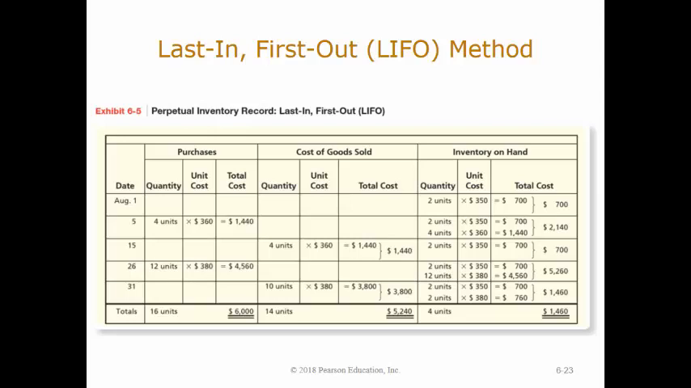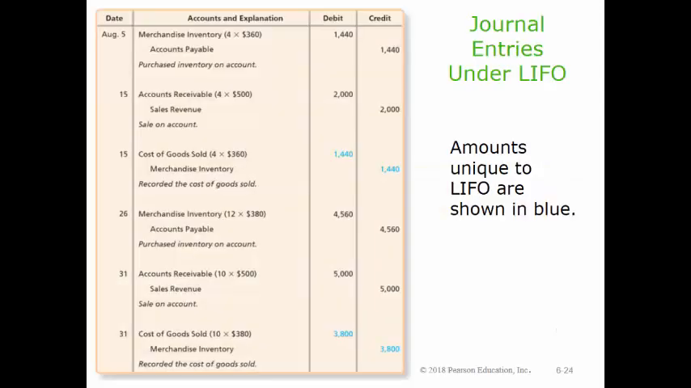Since the newest units in inventory at this time are the 12 units remaining from the August 26 purchase, they will be assigned to the sale first. The remaining 2 units from the August 26 purchase at $380 per unit will be added to the 2 units from the beginning inventory at $350 and will comprise ending inventory for the period.